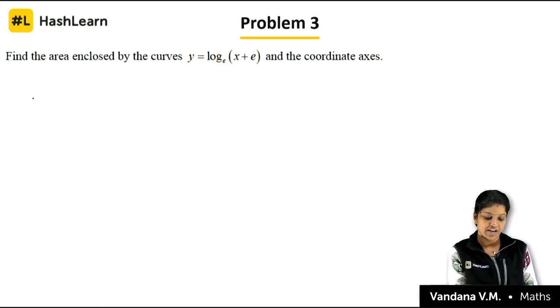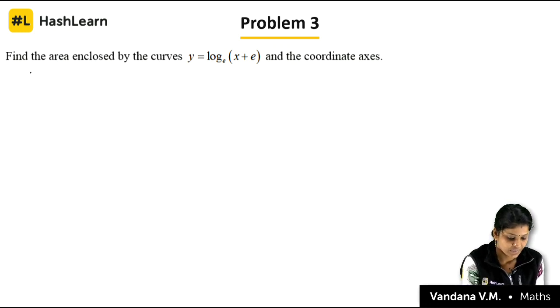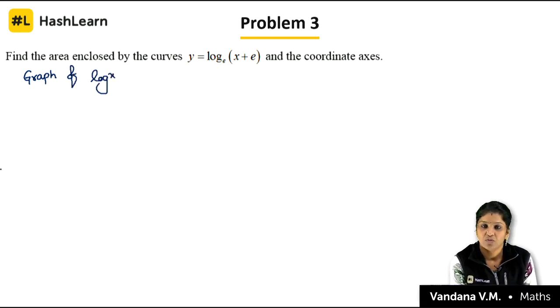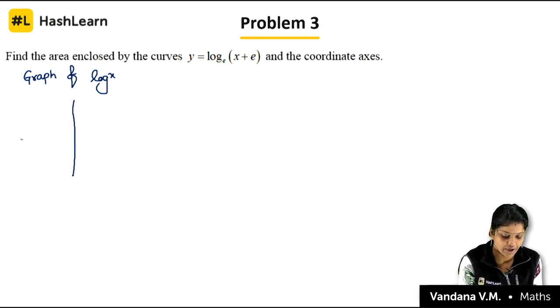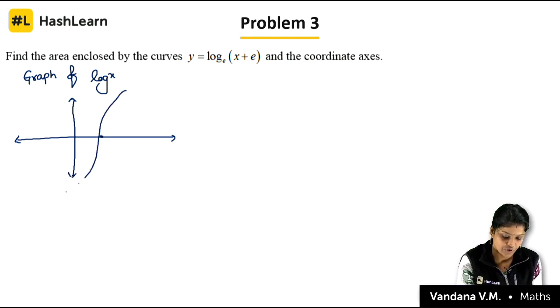Children, find the area enclosed by the curves y is equal to log of x plus e and the coordinate axis. First, let us know what is the graph of log x. Log is defined only for the positive numbers. Log 1 is 0, so usually we will get the curve like this. So, this is the log x curve.